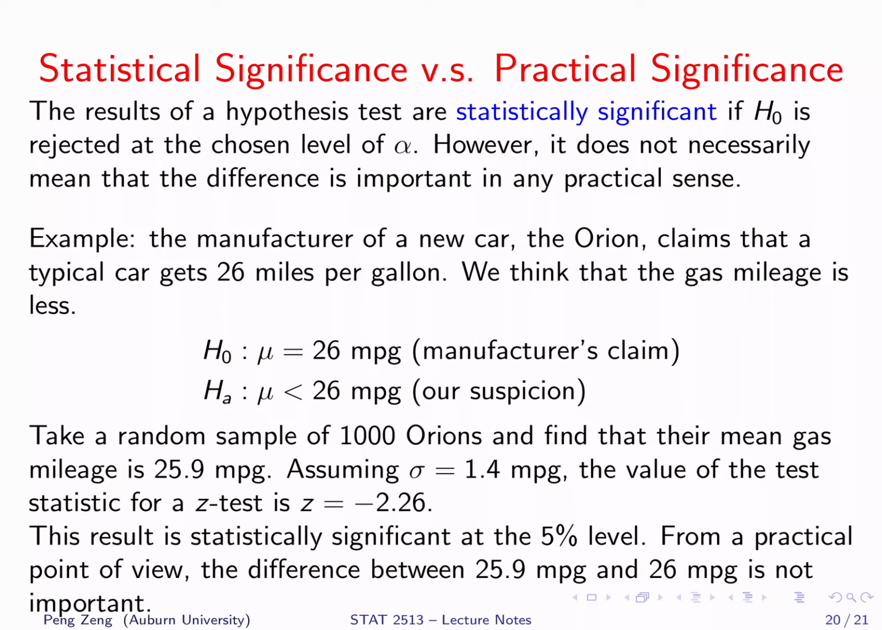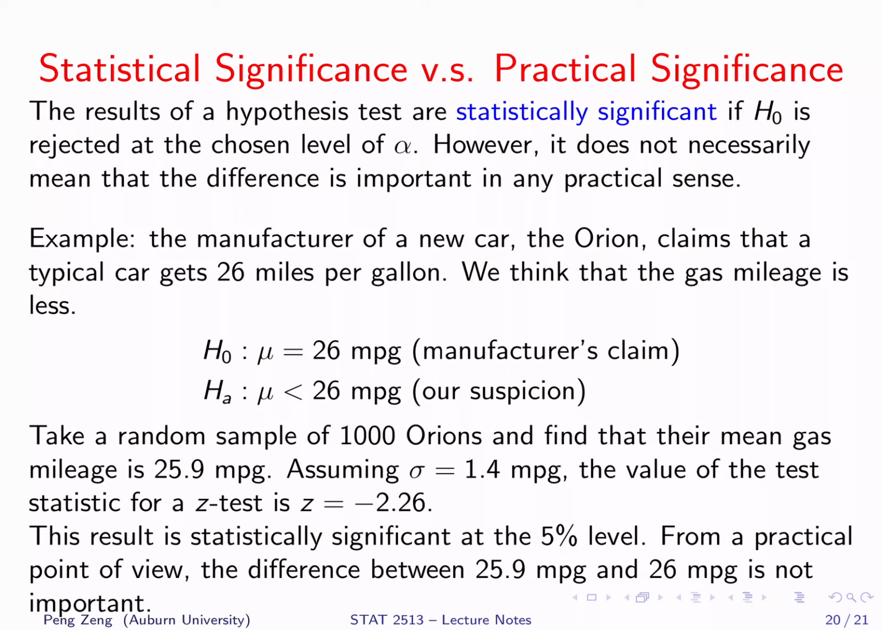We need to distinguish between statistical significance and practical difference. If the null hypothesis is rejected, the result is statistically significant. However, it does not necessarily mean that the difference is important in any practical sense. For example, the manufacturer of a new car claims that a typical car gets 26 miles per gallon. We are suspicious about this claim and want to test mu equals 26 against mu less than 26. Here, mu equals the population mean miles per gallon of the car.